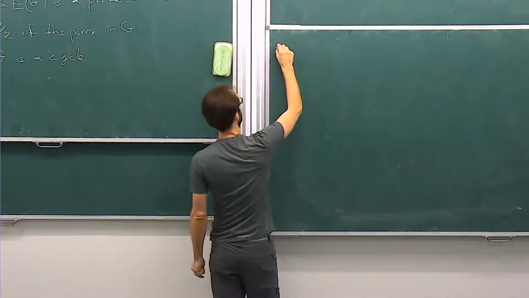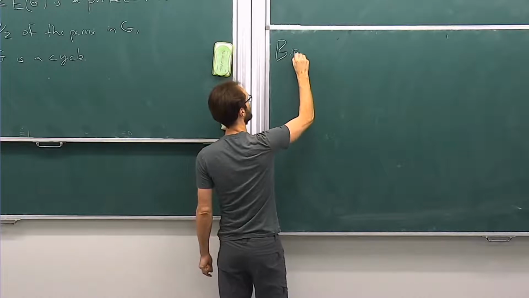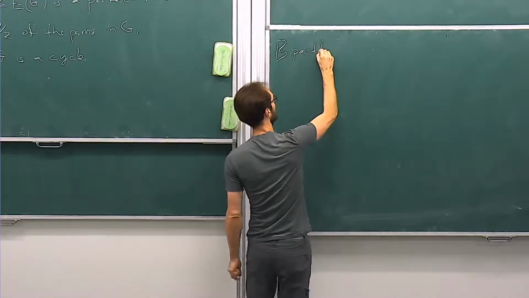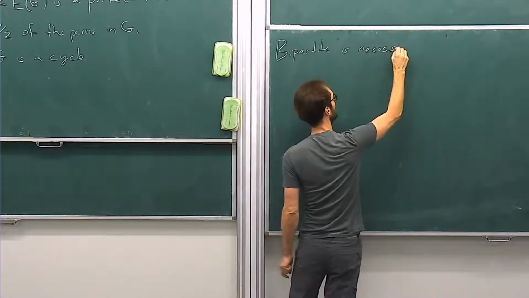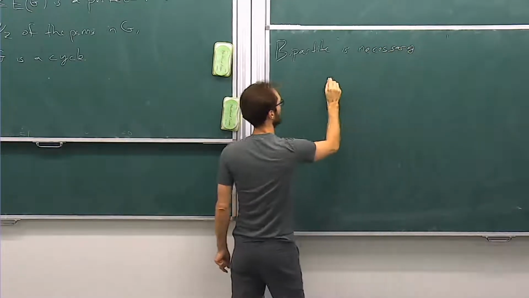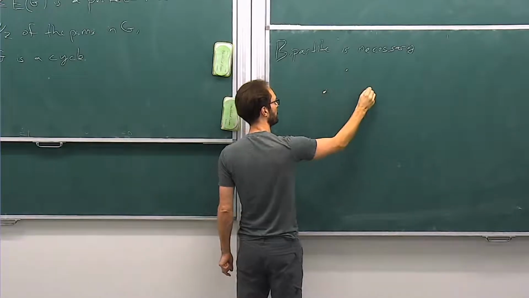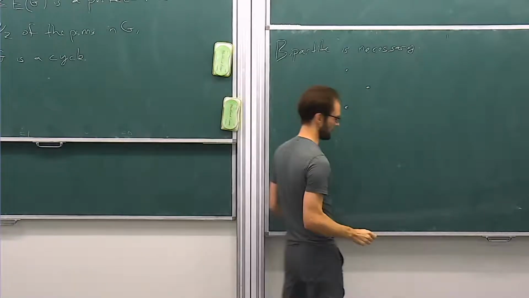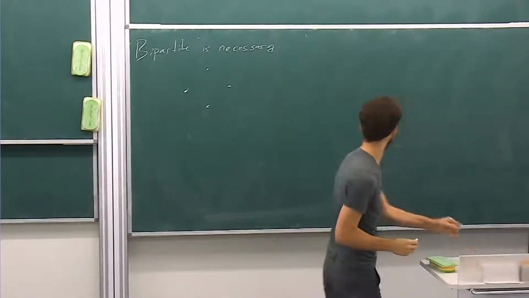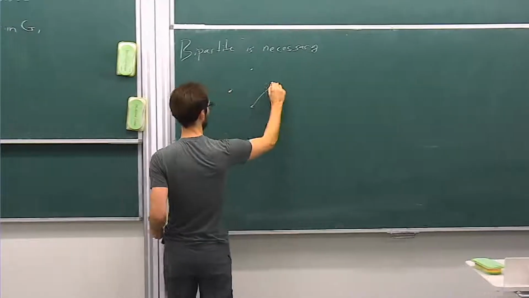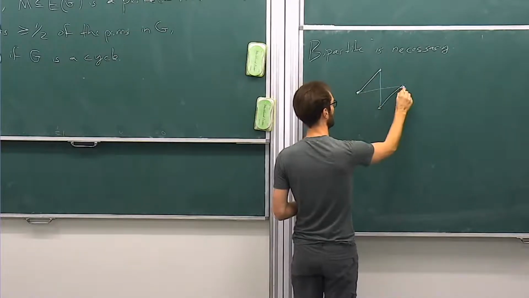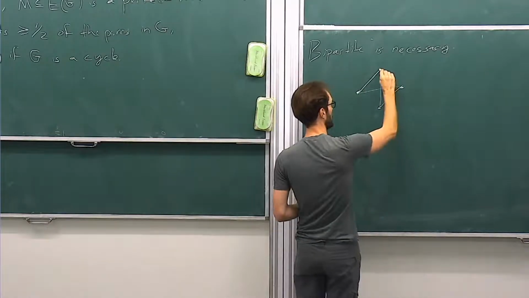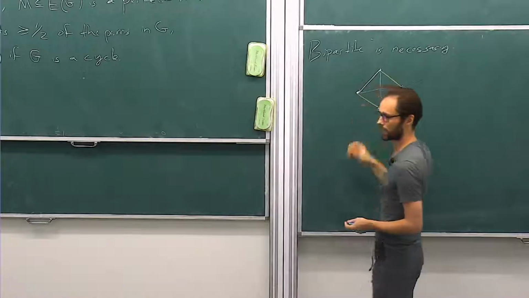So for example, if we take K4, let me get one more color here. There are 3 matchings, and they're all disjoint. So any of them only intersects 1/3 of the matchings in the graph.